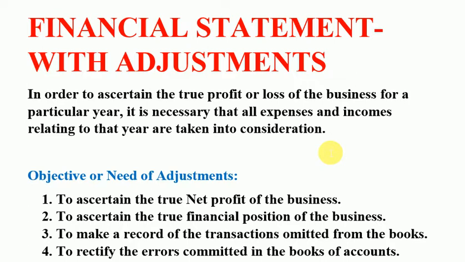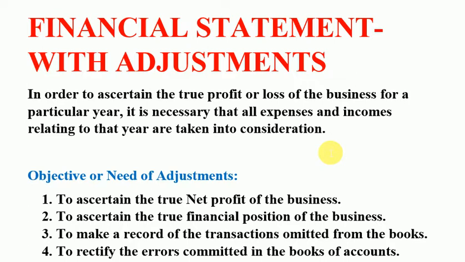In today's class, we'll start a new chapter, that is financial statements with adjustments. As per our previous classes, we have already completed the chapter on financial statements for sole proprietorship, under which we studied the trading profit and loss account and the balance sheet, how to prepare the trading profit and loss account, and how to prepare the balance sheet. These were all discussed in our earlier classes. So in today's class, we'll start a new chapter, that is financial statements with adjustments. So let's proceed.